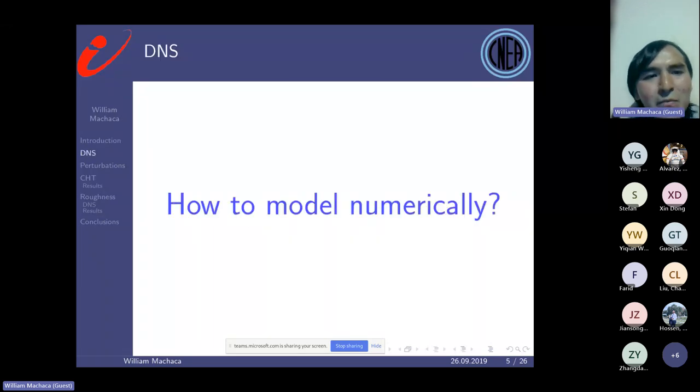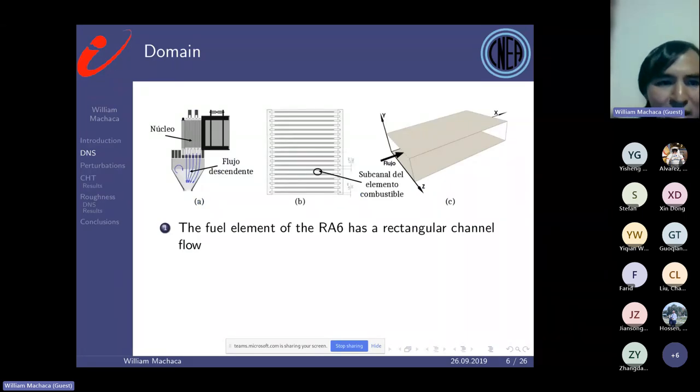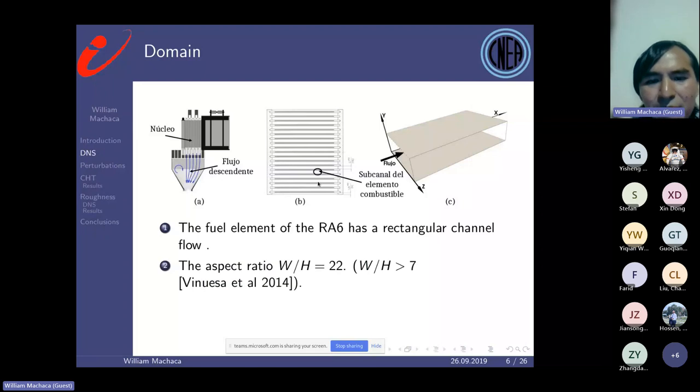About the numerical method, how do we model this phenomenon numerically? First of all, we need three things: a simple domain, a numerical tool, and an instability tool to destabilize the flow in a computationally acceptable domain. About the domain, fortunately for us, the nuclear research reactor has a fuel element that is composed of rectangular channels. These channels have an aspect ratio, that is the ratio of width to height, of 22. We know that Vinuesa et al. in their research showed that if the aspect ratio is greater than 7, we can use a periodic boundary condition in the width of the channel.